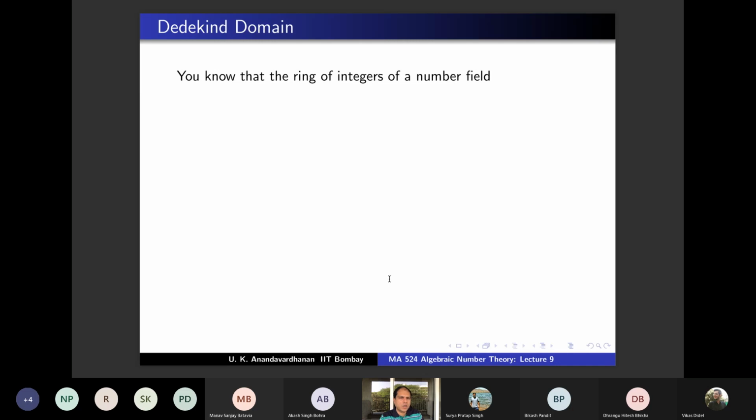As an exercise, try to calculate its ring of integers. I leave it for you to check. You can check that the ring of integers of a number field needn't be a UFD. A basic example that you must have done in your algebra courses: if you take Q(√-5), the ring of integers is Z[√-5].